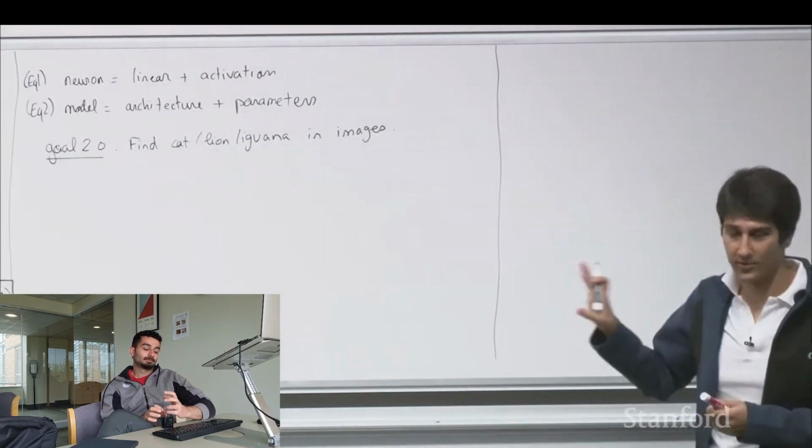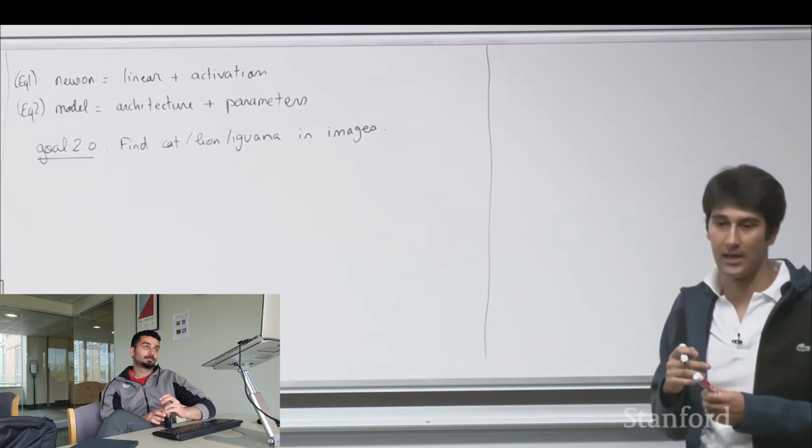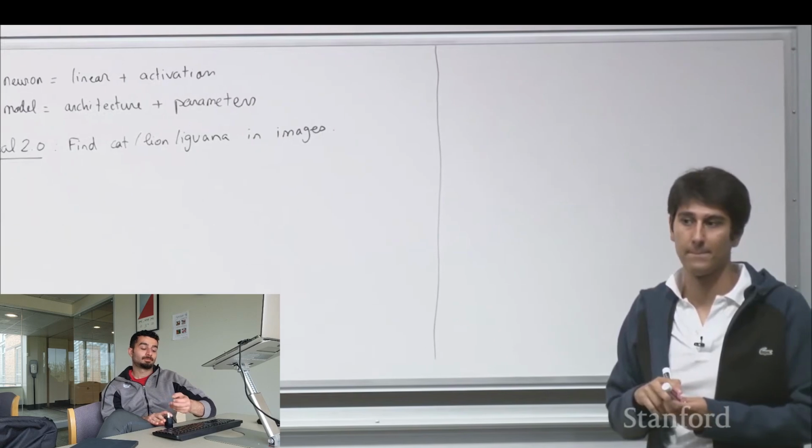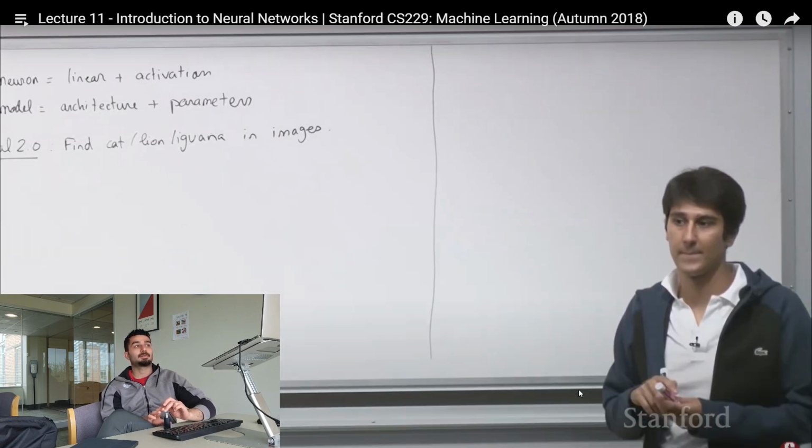So how would you modify the network that we previously had in order to take this into account? Find cat, lion, and iguana in image.